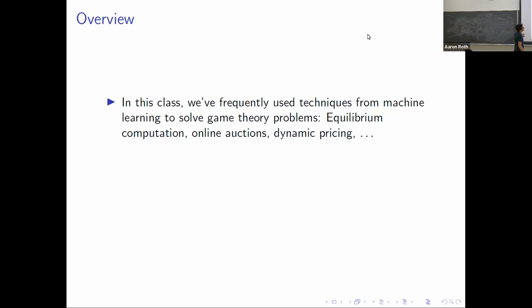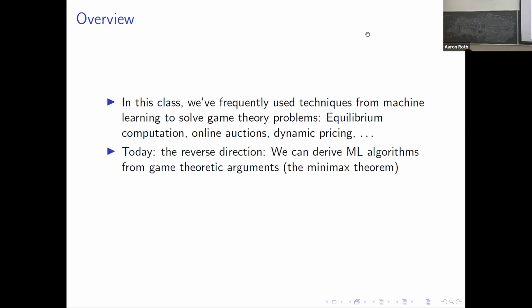For the last two lectures in this course, and there are only two lectures left, what I want to do is think about the reverse direction. I want to take things we know about game theory, in particular the minimax theorem, and use it to derive machine learning algorithms of various sorts.